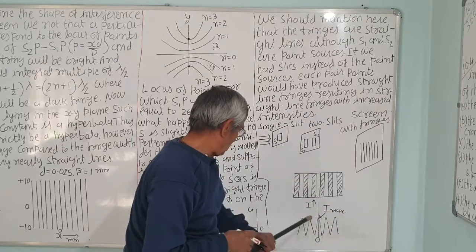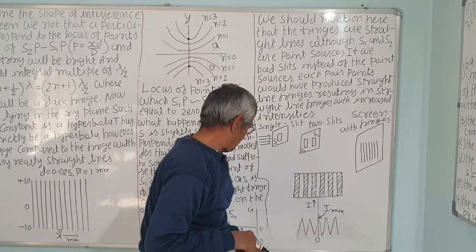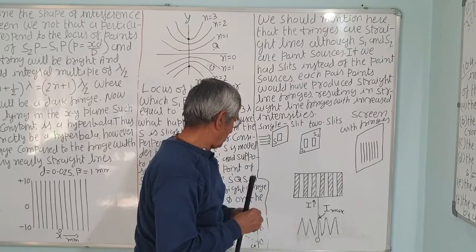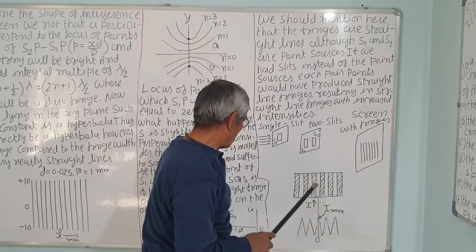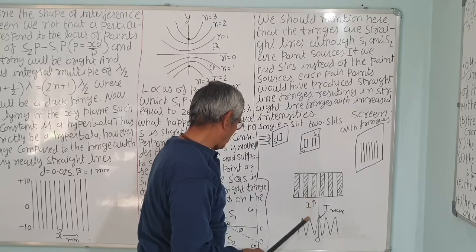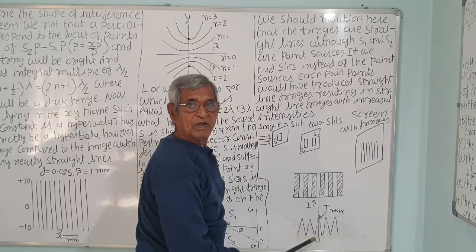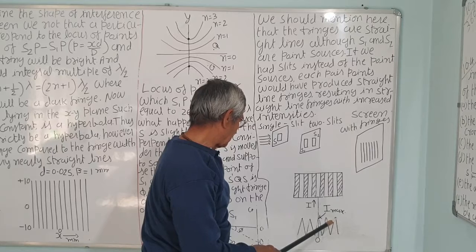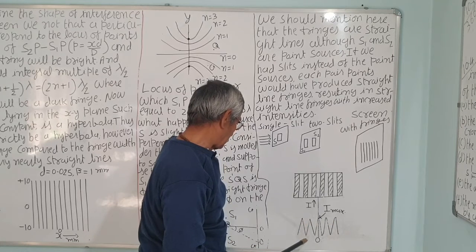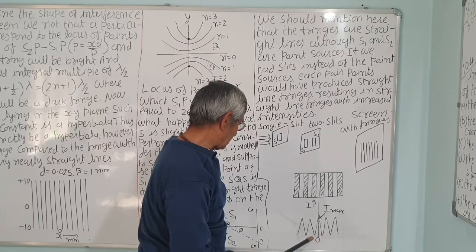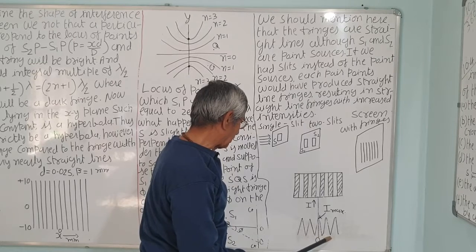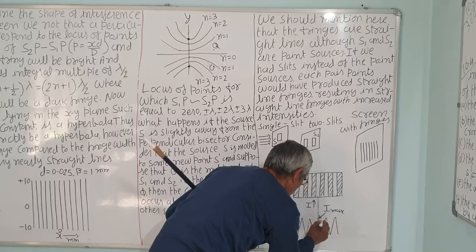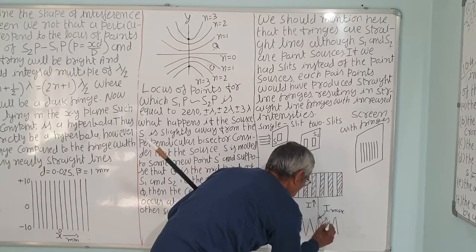This is I maximum, correct? Here it is 0. So here it is a bright fringe, then dark fringe, that is 0 intensity. This is destructive interference, and this is constructive interference, constructive interference. This is destructive interference. So these are the dark fringes.